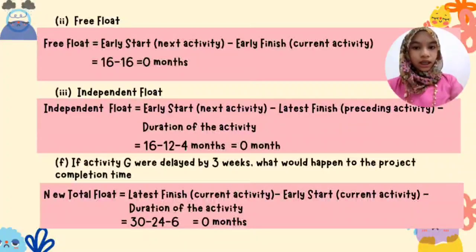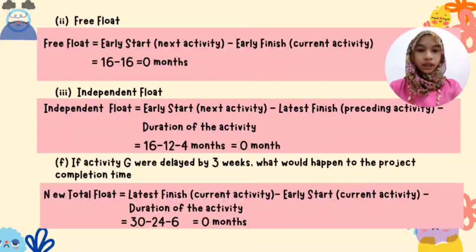Finally, if activity G is delayed by 3 weeks, the project completion time will also be delayed by 3 weeks because activity G is part of the critical path and has zero total float. Since there is no slack time available, any delay in activity G directly delays the entire project.